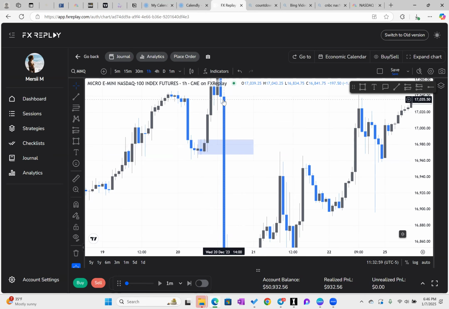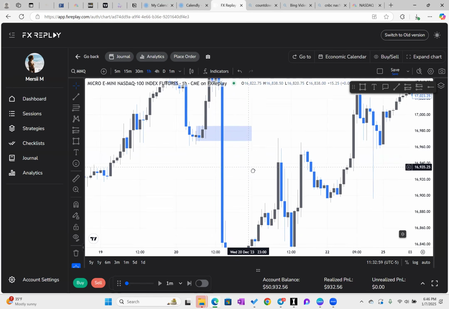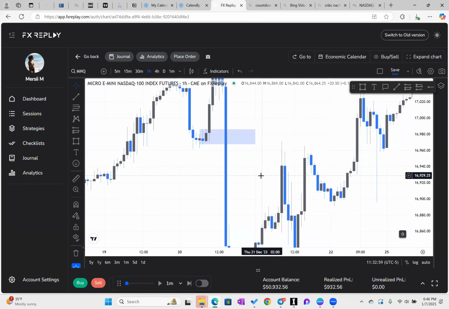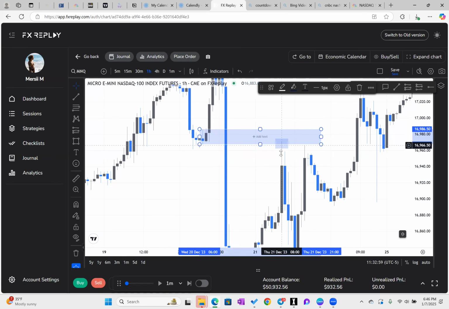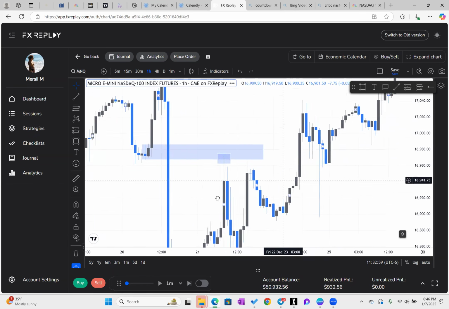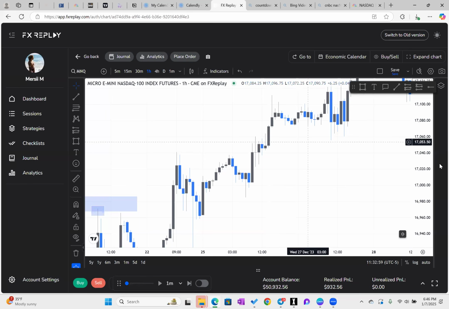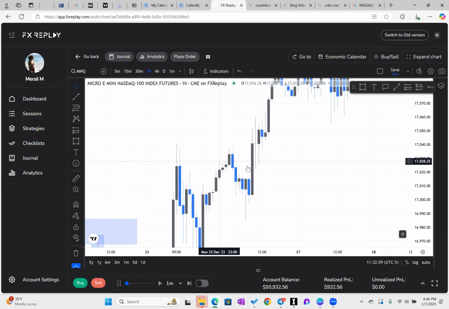Notice how price completely disrespected the bullish order block and closed below it. Once price closes below a bullish order block, it becomes a breaker block to look for sell entries off of. And look at that, price came to it and started using it for sell entries. So again, once a bullish order block gets disrespected, it becomes an area to look for sell entries off of. And the opposite can be said for bearish order blocks.